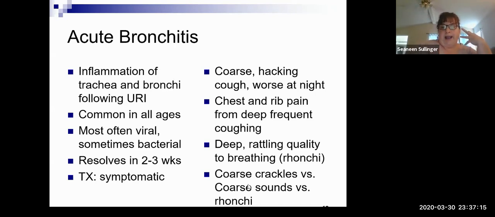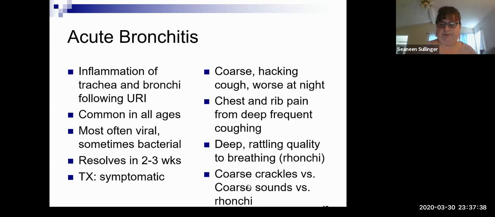You'll hear bronchi, crackles versus coarse bronchi. The terms kind of keep changing, so I don't necessarily say bronchi. I might say coarse because some people might not know what that means, or I might say a wet type of cough, or the breath sounds are moist.